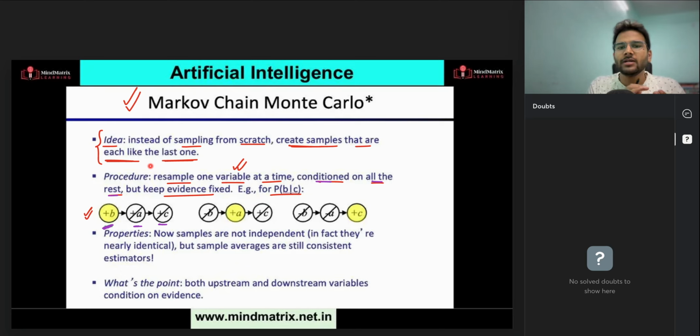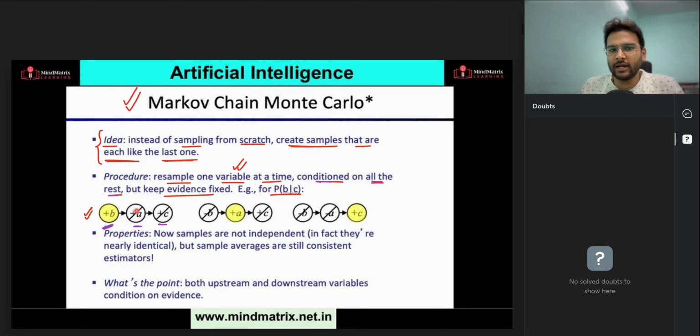It is going to be similar to that, or likely to that. I mean, almost similar to that, right? So we create that type of samples here. Fine. Now, what is the procedure? The procedure is you resample one variable at a time.